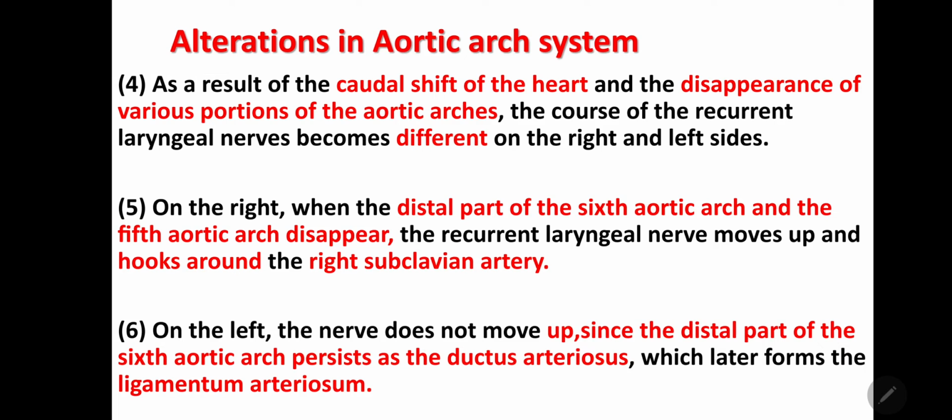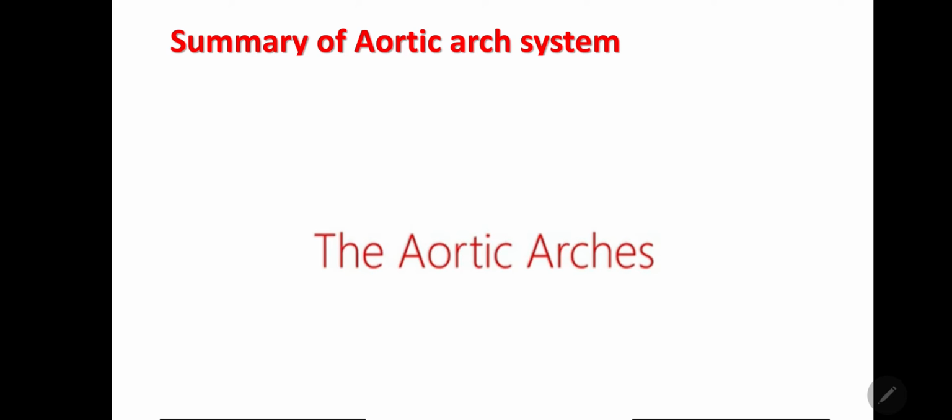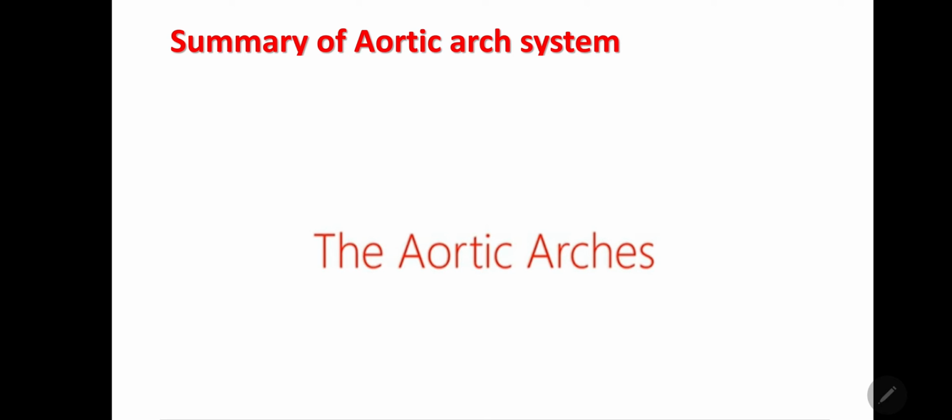on the right side, the distal part of the sixth aortic arch and the fifth aortic arch disappear. So the recurrent laryngeal nerve moves up and hooks around the right subclavian artery. On the left, the nerve does not move up, since it is hooking around the ductus arteriosus, which is later forming the ligamentum arteriosum. So with this, let us summarize the aortic arches.